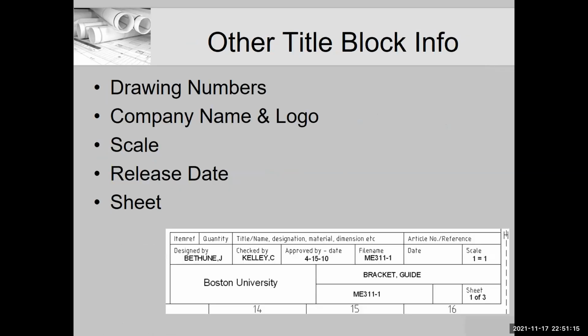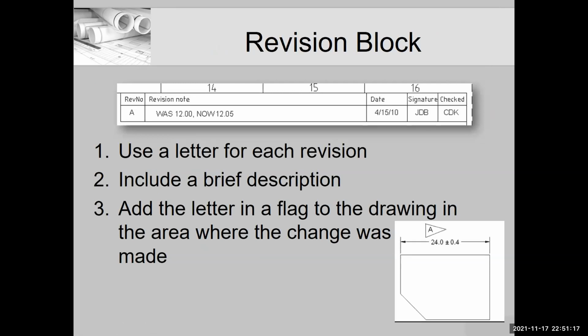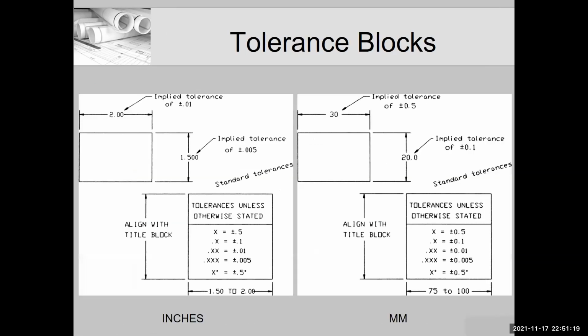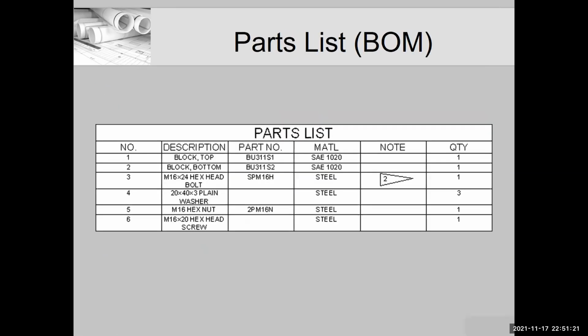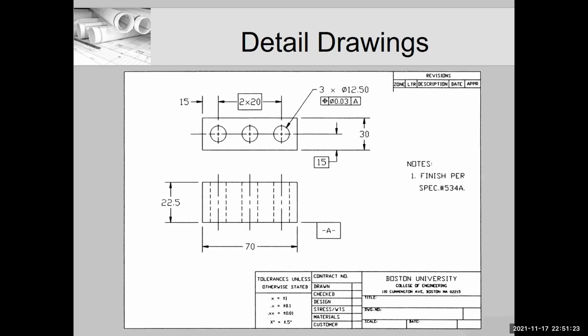So those are some examples. We're not going to talk about that. Tolerance blocks we talked about, not that. Okay, here's a parts list. So here's a detailed drawing, actually.